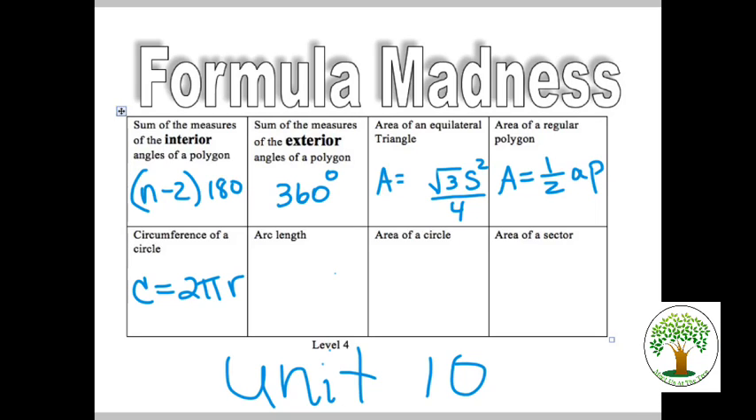We're going to jump now. We're not going to do the arc length on this next one. We're going to jump over to the area of a circle. These two that we're going to do, both of them are review. We have the area equals pi r squared.